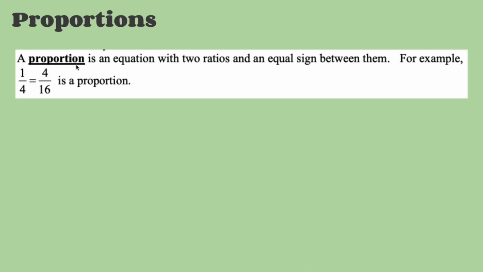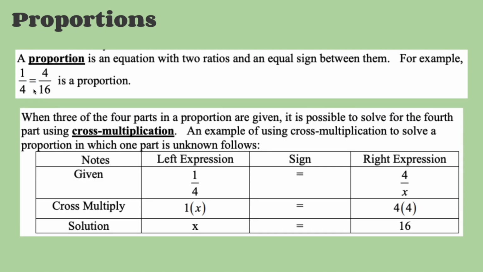Next, a proportion is an equation with two ratios and an equal sign between them. For example, 1/4 equals 4/16 is a proportion. We know that 1/4 is equal to 4/16 because when you simplify 4/16, you get 1/4. Now, a proportion can also be used to find the missing value of a number in a problem.